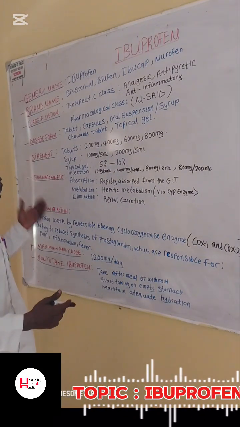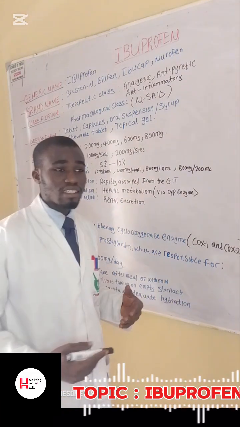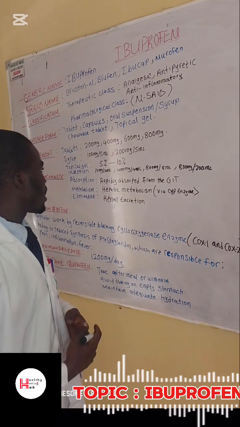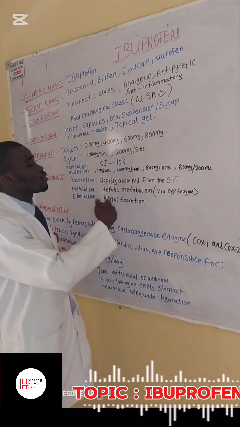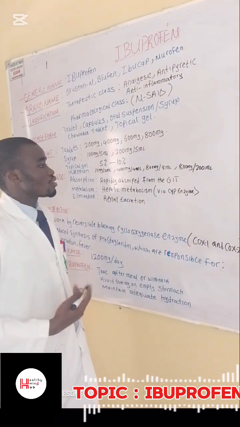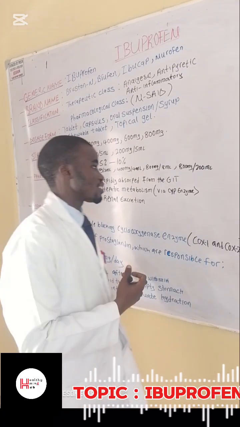Now, what is the pharmacokinetics of ibuprofen? We all know that pharmacokinetics is what our body does to the drug. And what does our body do to ibuprofen? It is rapidly absorbed from the GIT. That means our body quickly absorbs ibuprofen in our gastrointestinal tract.